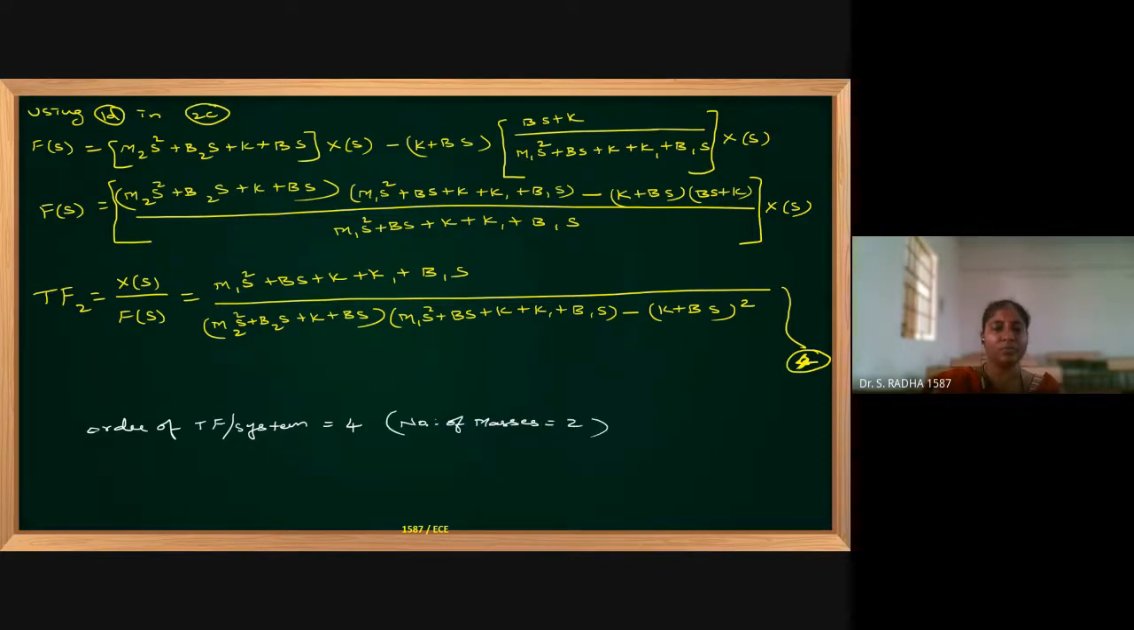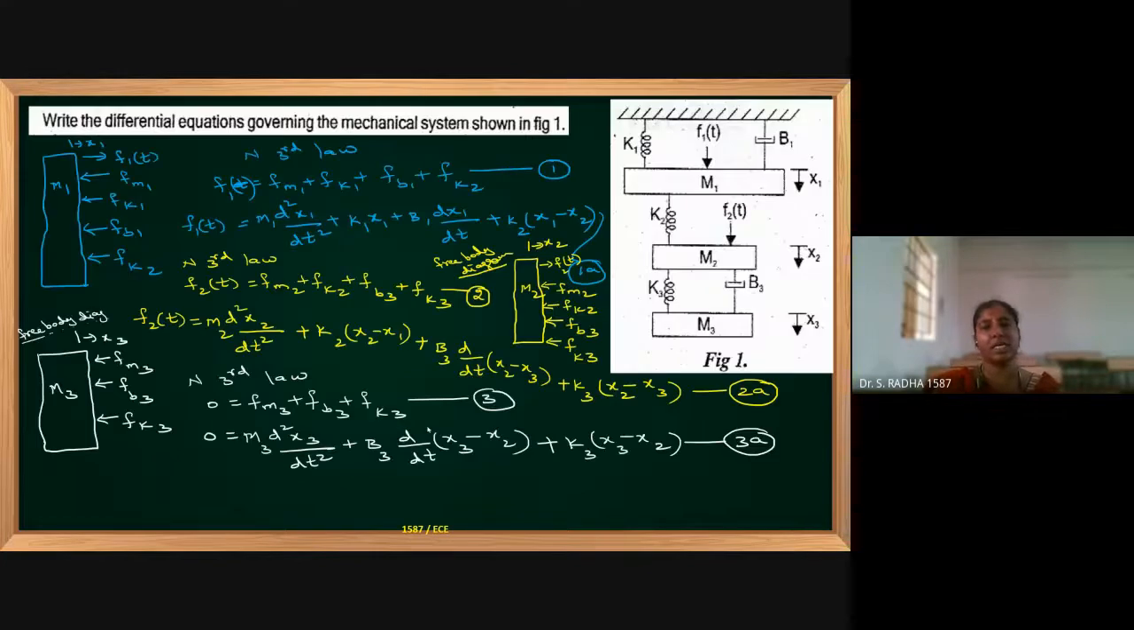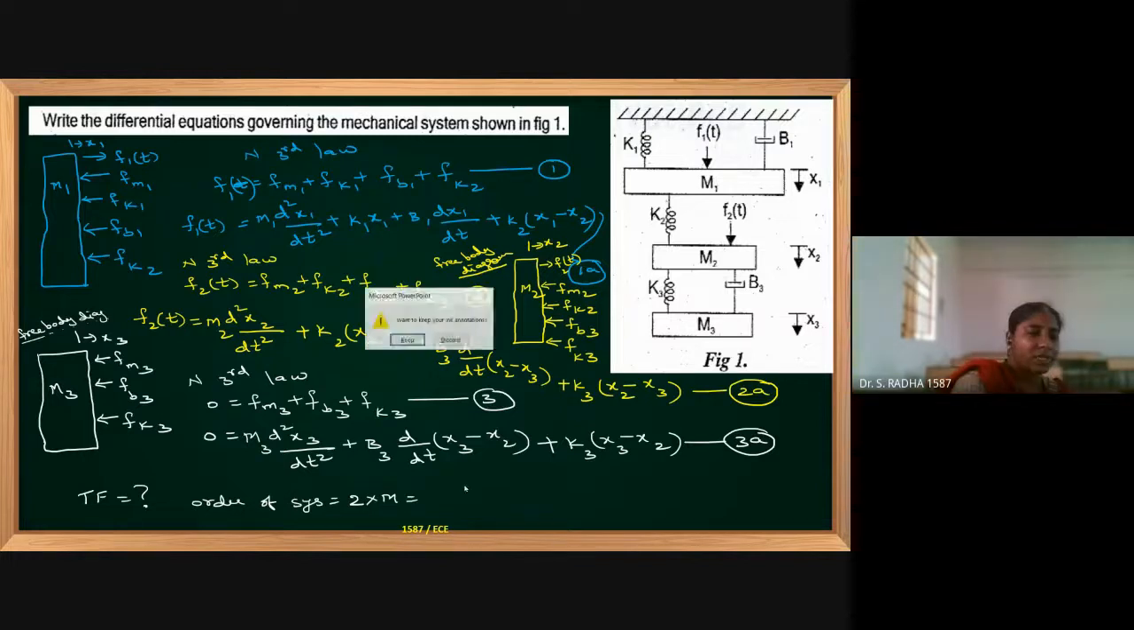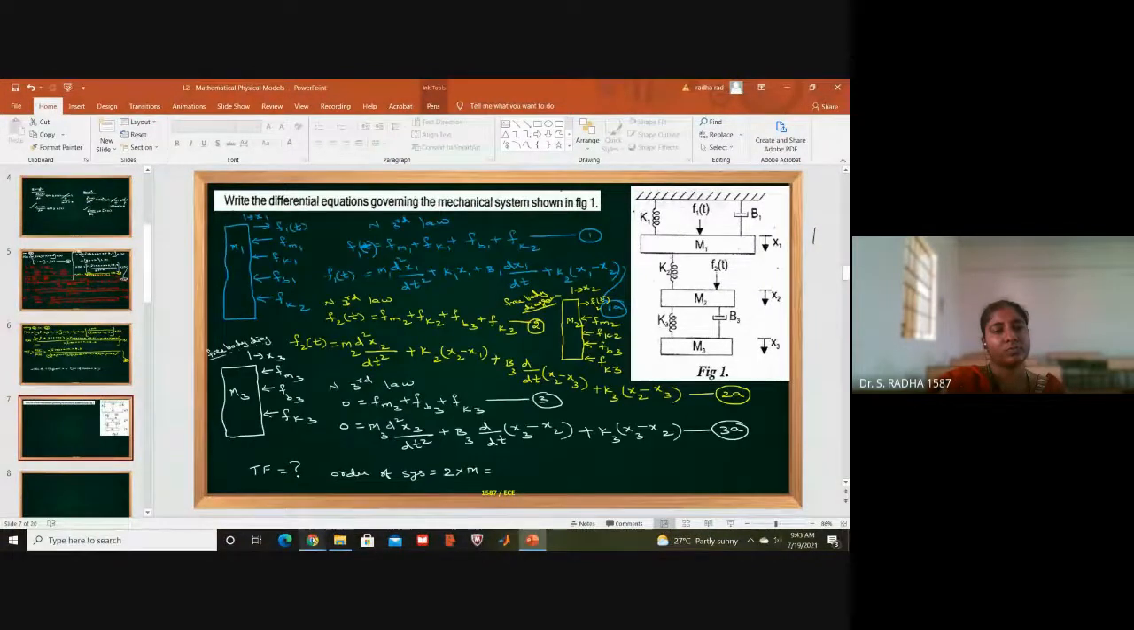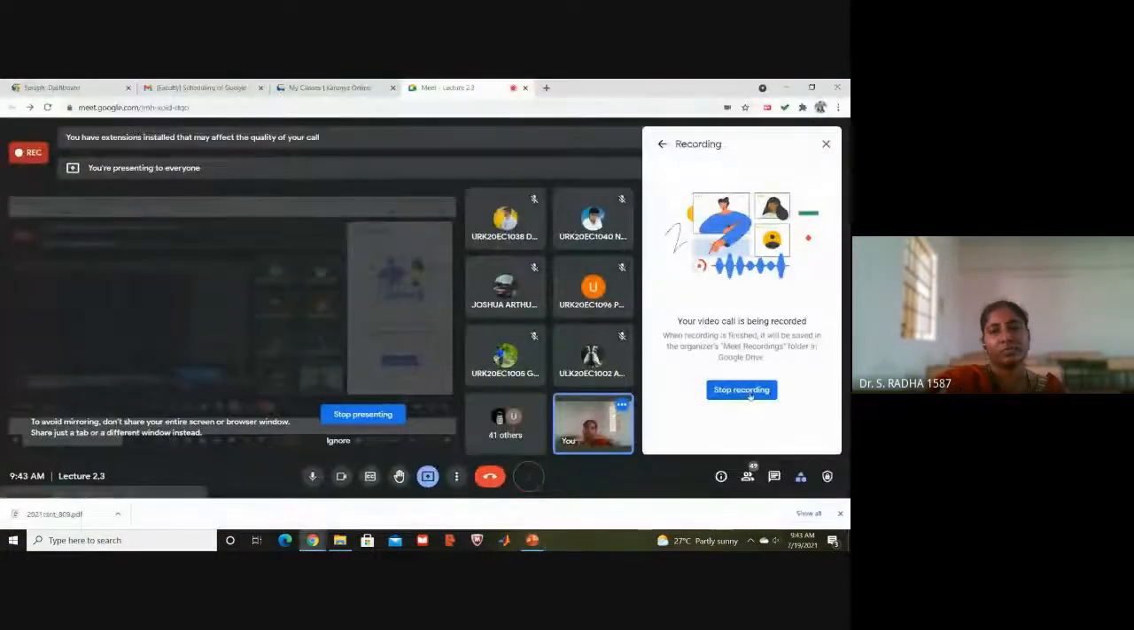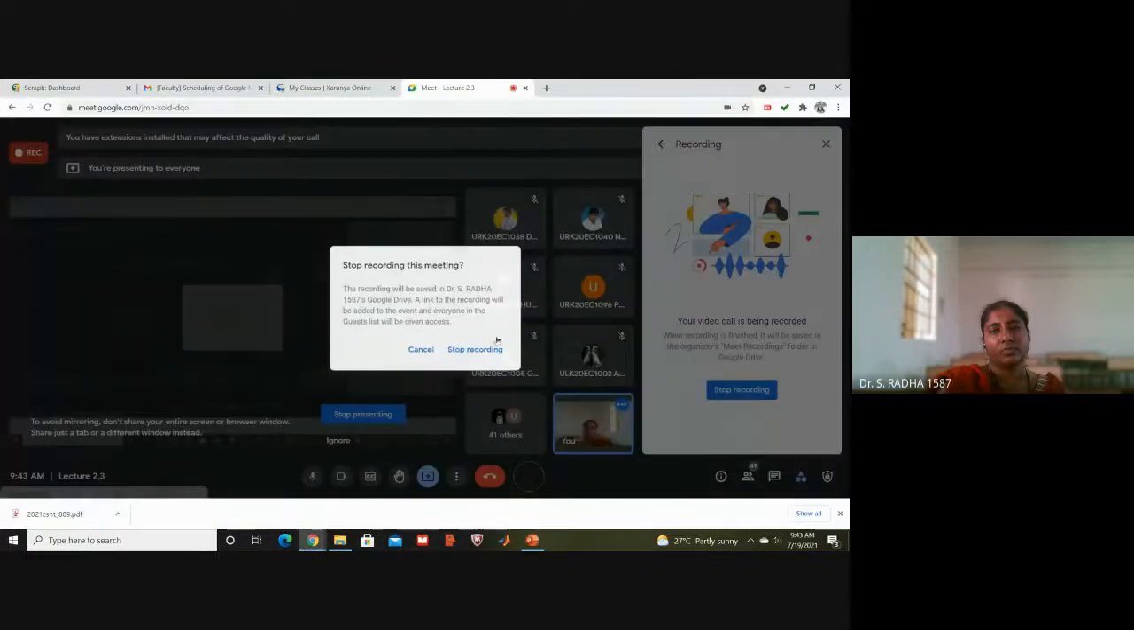And if you have three masses, here you have three masses, if you write the transfer function and you find the order of the system, it is equal to the number of masses into 2. Okay. And we have three masses. So 6 is the order of the system. This I will again discuss in the next class also. This point is also very, very important.